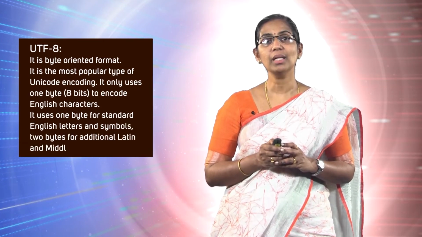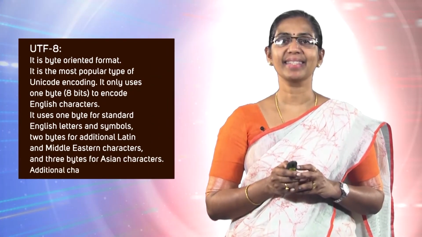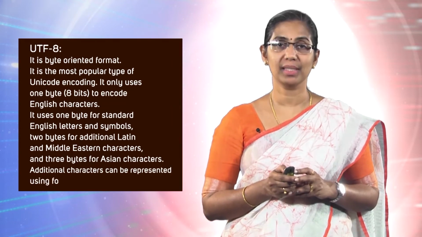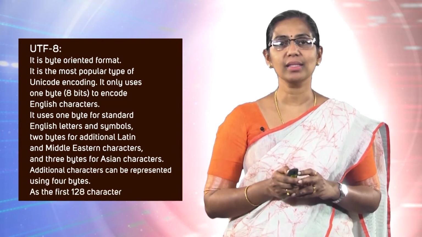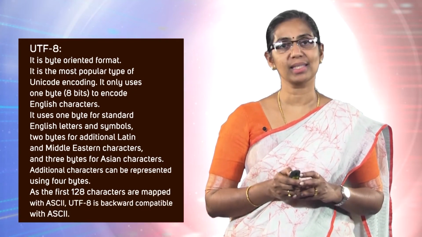The next, UTF-8. It is a byte oriented format. It is the most popular type of Unicode encoding. It only uses 1 byte, that is 8 bits, to encode English characters. It uses 1 byte for standard English letters and symbols, 2 bytes for additional Latin and Middle Eastern characters, and 3 bytes for Asian characters. Additional characters can be represented using 4 bytes. As the first 128 characters are mapped with ASCII, UTF-8 is backward compatible with ASCII.